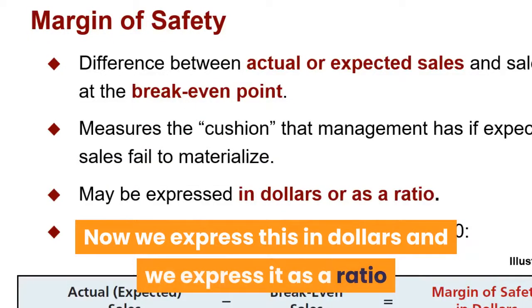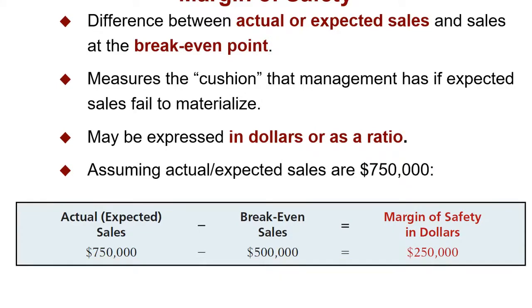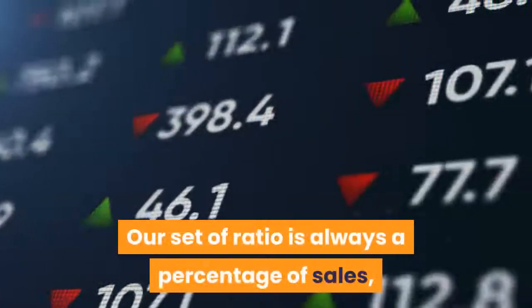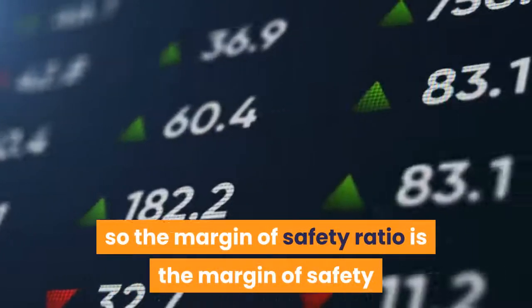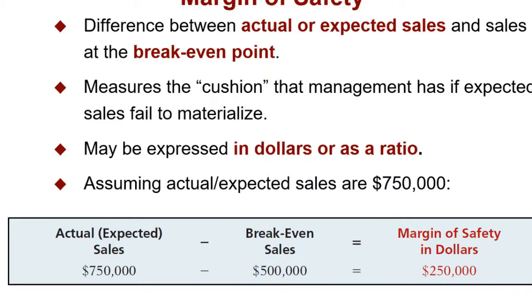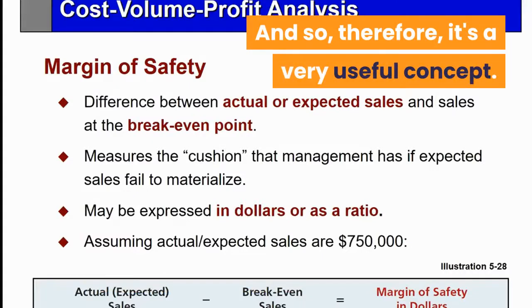Now we express this in dollars, and we express it as a ratio. I can take the actual sales of 750, and I have already determined that the break-even is 500. Then my margin of safety in dollars is 250, so sales can drop 250,000 before I become unprofitable. But a better way to express that often is in percentage, and this is the margin of safety ratio. And recall, a ratio is always a percentage of sales. So the margin of safety ratio is the margin of safety in dollars divided by the actual sales in dollars. In this case, the margin of safety was 250 and the actual sales 750, so the margin of safety ratio is 33%. So sales can go down by 33% until you hit your break-even. And so it's a very useful concept.